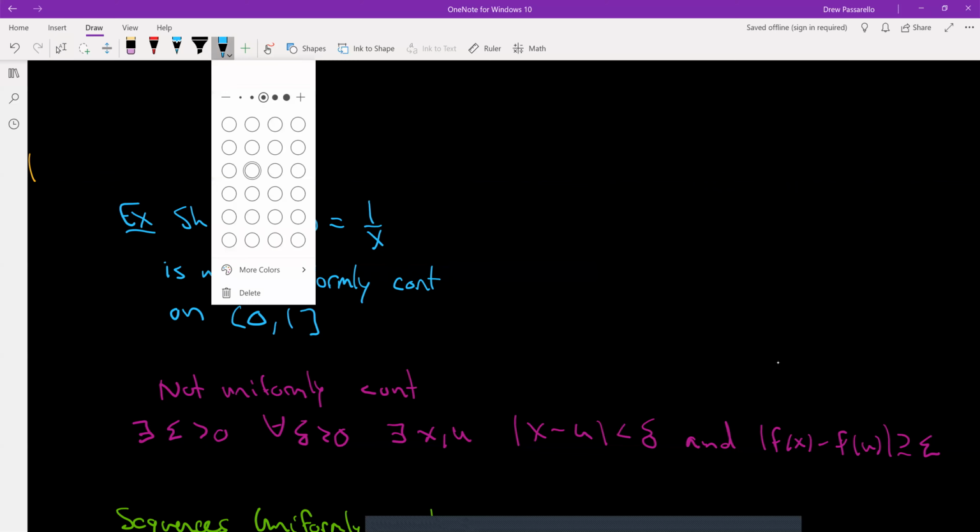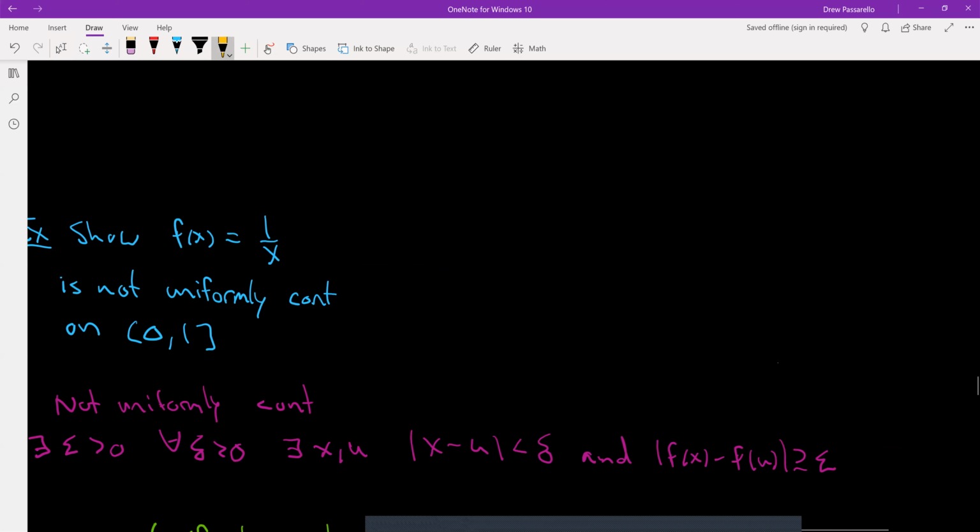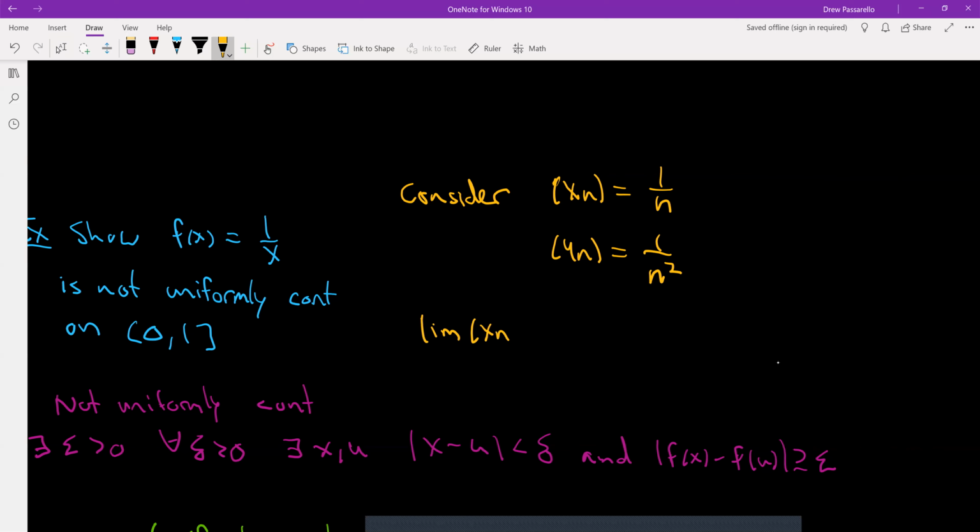So consider the following. I just need two sequences. So consider xn to be 1 over n. Consider yn to be 1 over n squared. So then the limit of xn minus yn is going to equal 0 because this goes to 0 and that goes to 0. So that goes to 0.